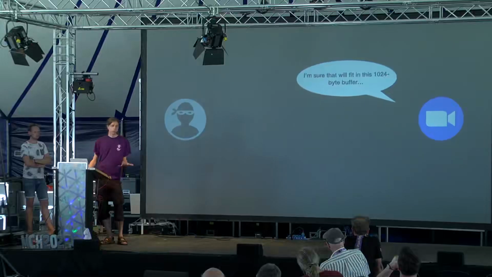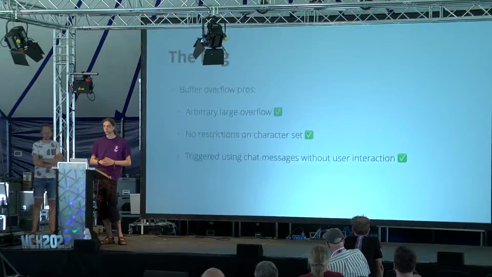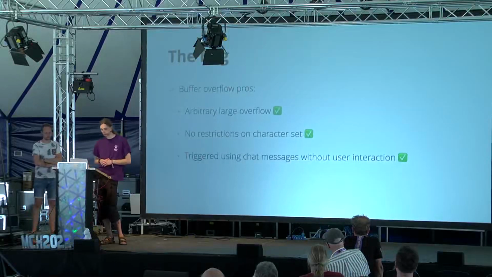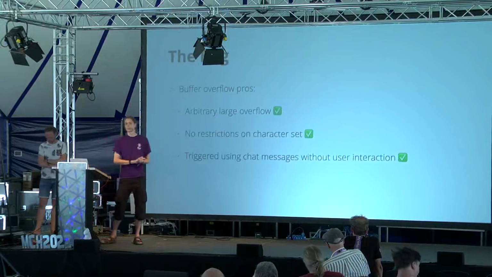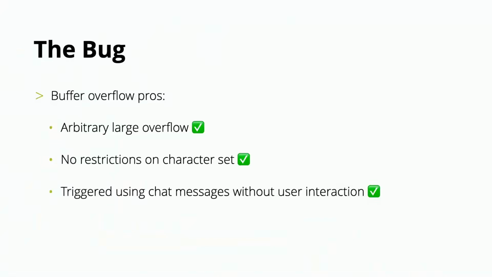Now, this buffer overflow has a couple of pros and cons for writing that exploit. One thing that's nice about it is that we can just send as much data as we want. There's no practical limit on what we want to overwrite. There may be something in the network traffic or XMPP packet, but we can send a lot of data. So there are no restrictions on the character set. We're not limited to UTF-8 or something like that.